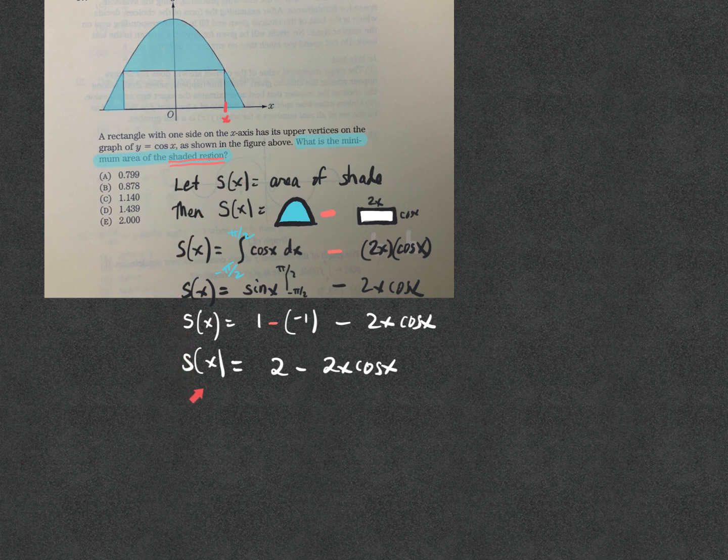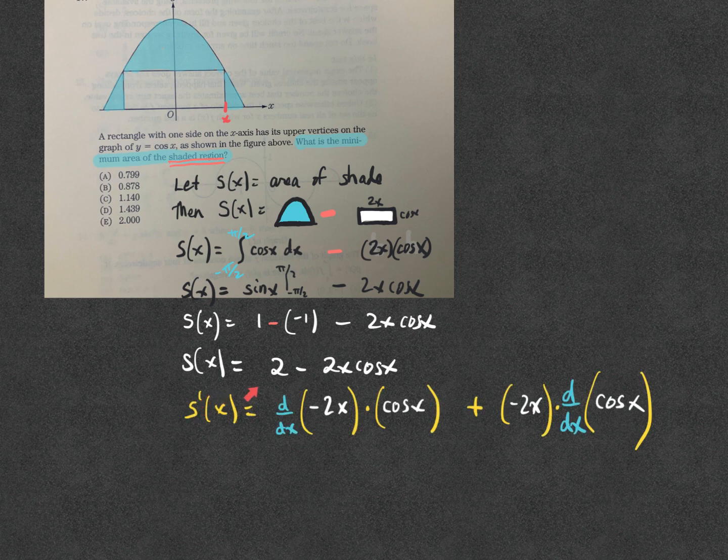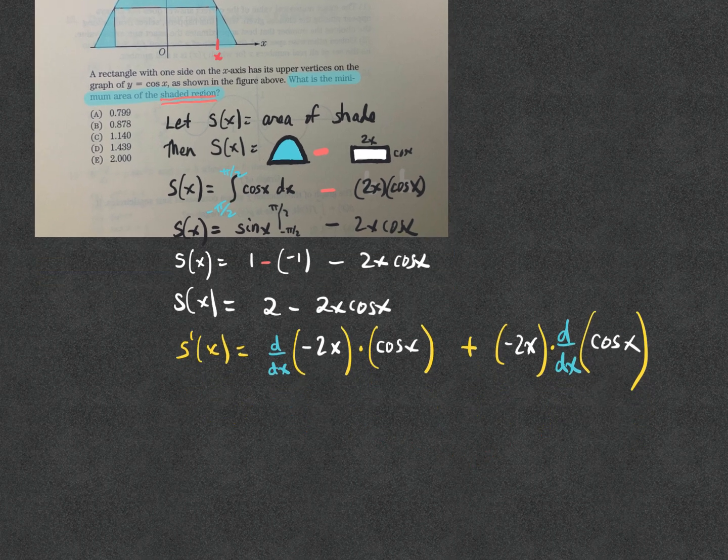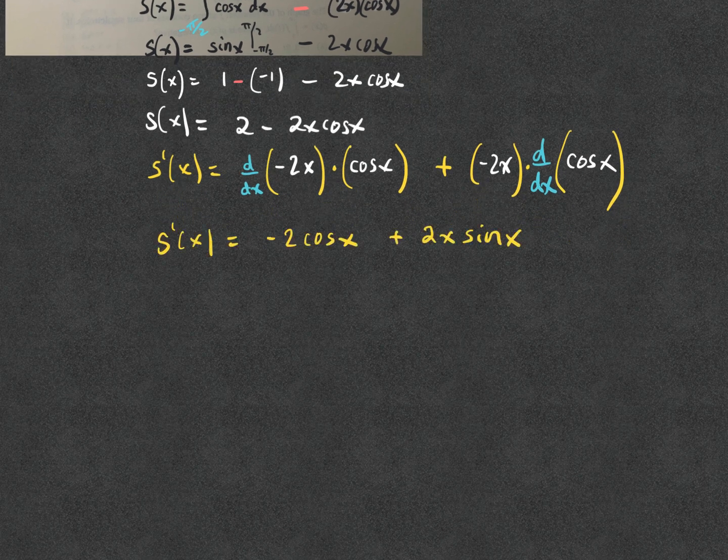Let's find the derivative. The derivative will be 0, and then the derivative of minus 2x cosine of x, we'll go ahead and use the product rule. So we get that. We'll set that equal to 0 and use our calculator.